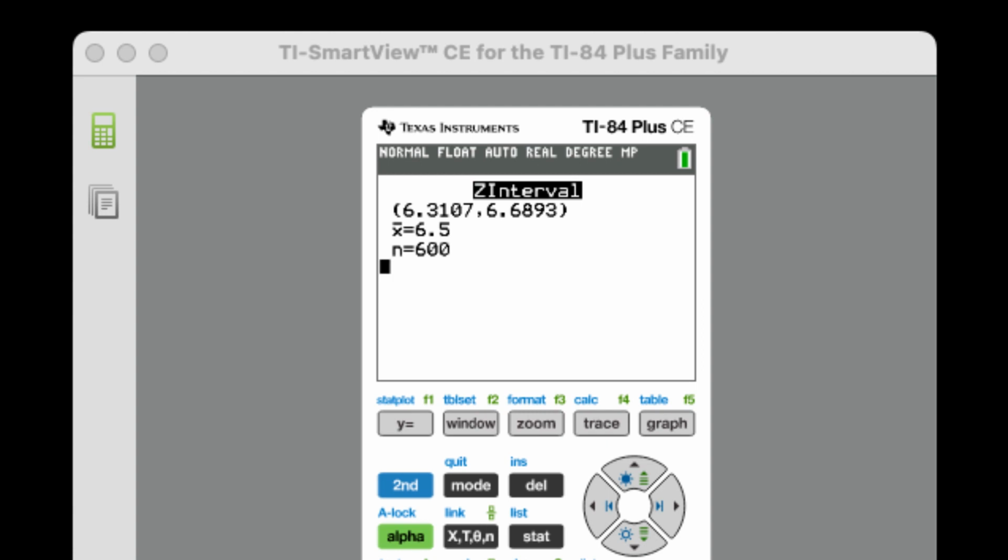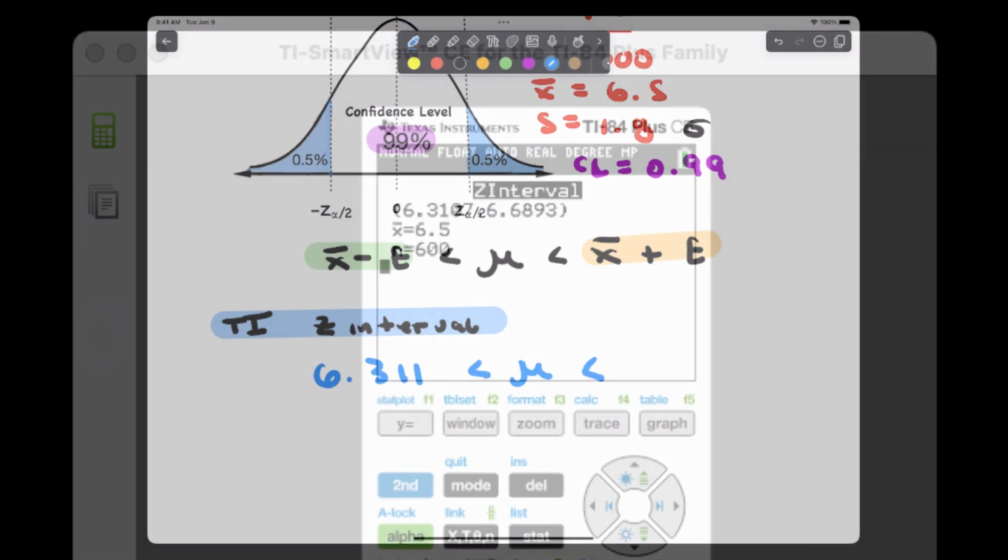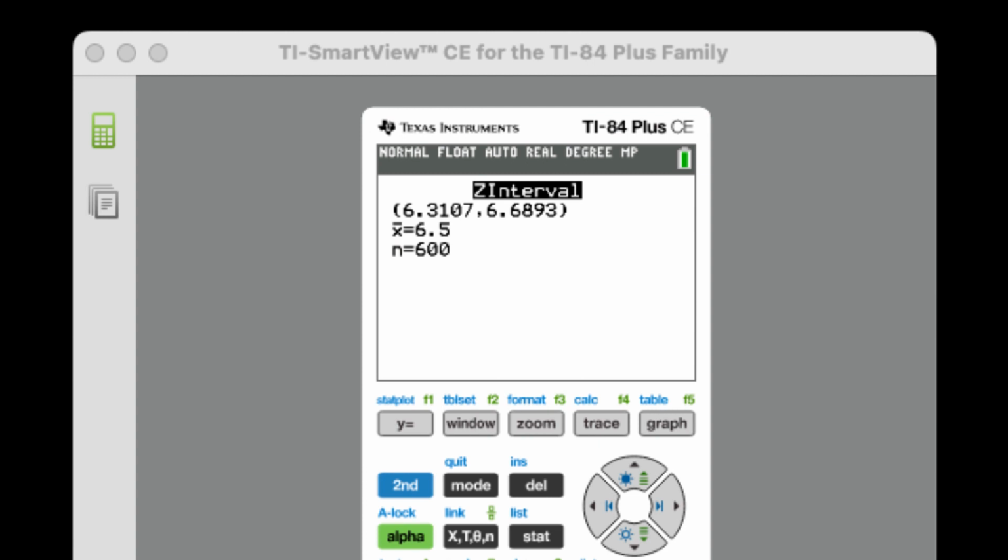Let's go to the nearest thousandths. You see that first number on the left? What is it? Yeah, it's 6.31. Look to the digit to the right. What is it? 6.311. That's the lower value. We now need the what? What's the upper value to the thousandths? 6.689.